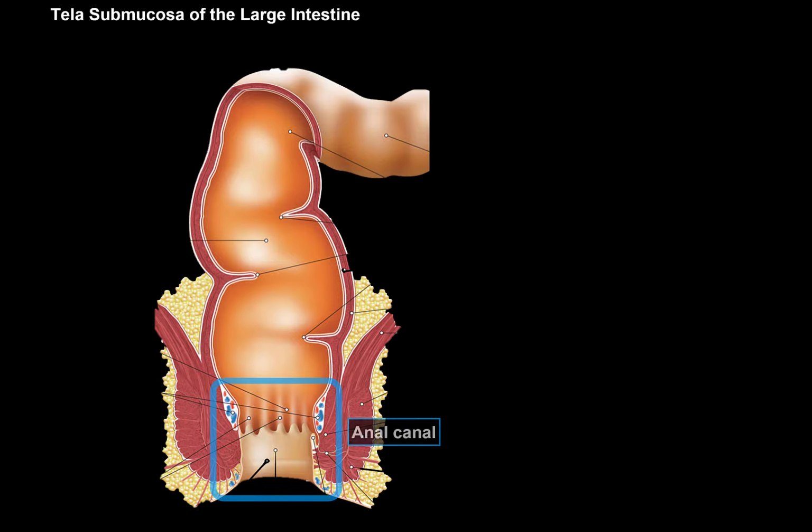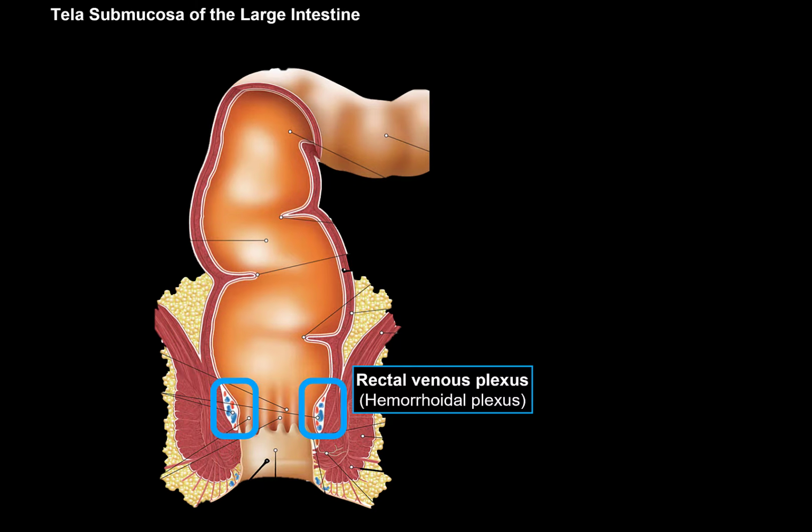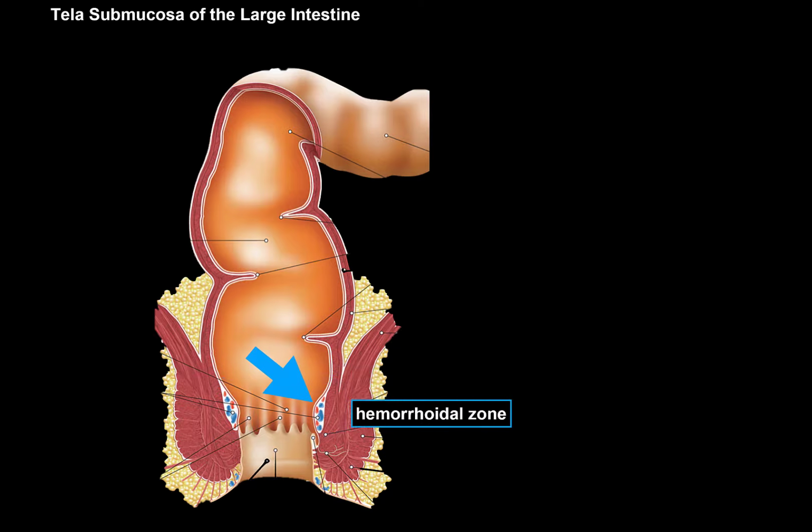So remember, the anal canal is here, right? And on either side of it, you'll have something called the rectal venous plexuses, or sometimes called the hemorrhoidal plexuses, consisting of a high concentration of veins. These veins form an elevation at either side of the anal canal called the hemorrhoidal zone, which is normal.